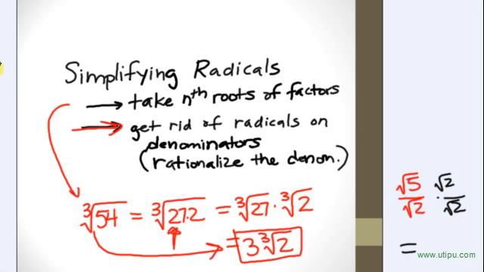So now the numerator, square root of 2 times square root of 5, I have square root of 10. The denominator, square root of 2 times square root of 2 would be the square root of 4, which is just 2. So this radical, written in simple form, would look like this. Now, it doesn't necessarily look simpler, but we did rationalize the denominator. We got rid of that square root on the denominator, so that's considered simplified.